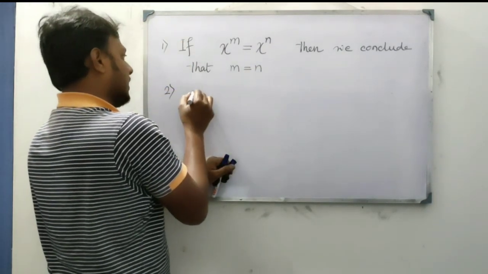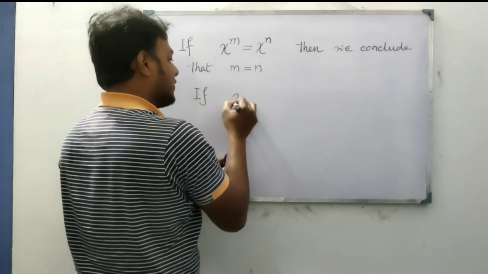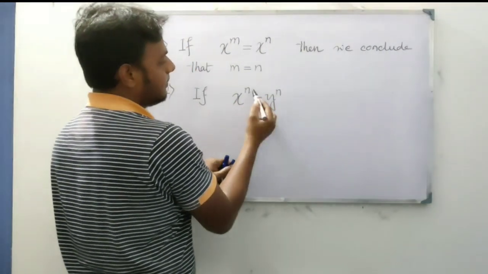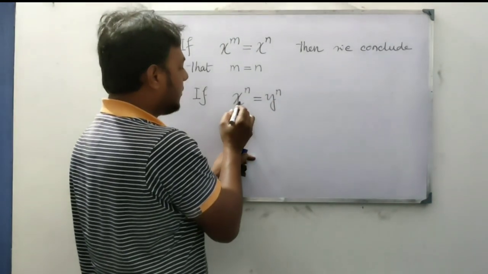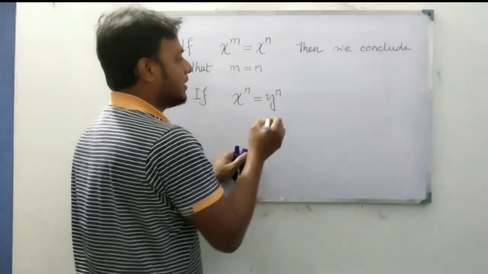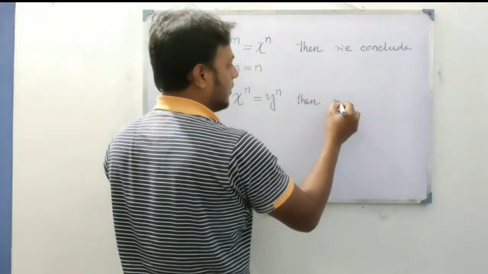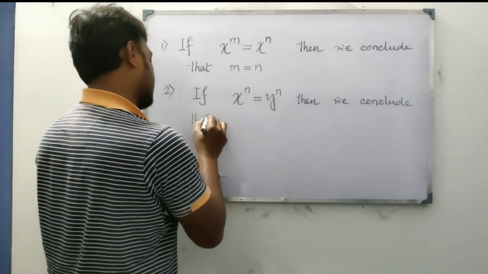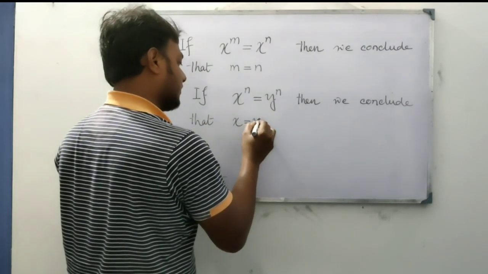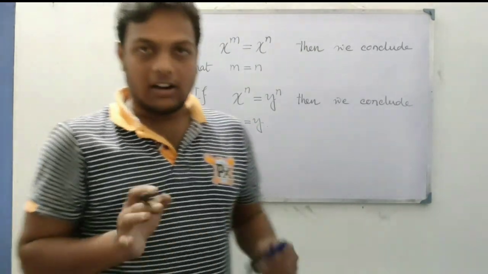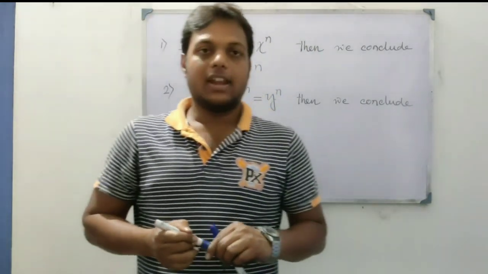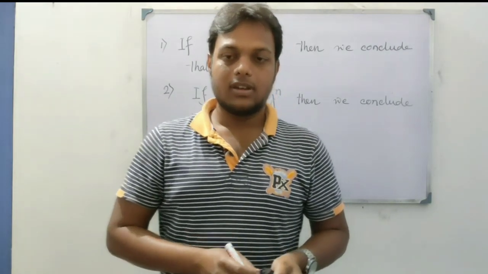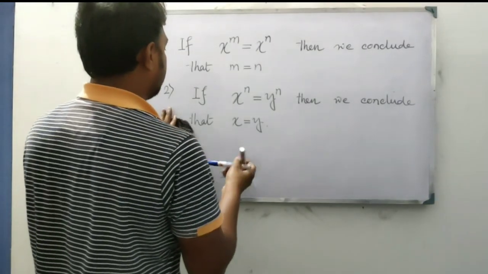And the second one, if x to the power n equals y to the power n, see here the power or index is the same, so we conclude about the base, that the base must be the same. Then x equals y. These two pieces of information in rough words you can keep in your mind: if the power is the same, then the base must be the same, and if the base is the same, then the power is the same. Now go to solve the fifth problem. Note down all these things.